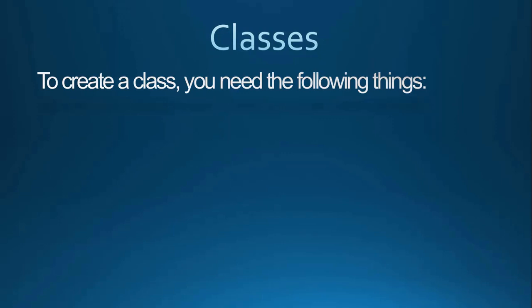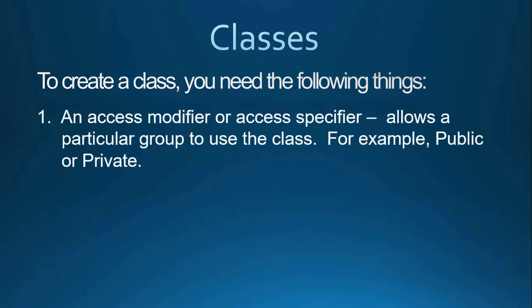To create a class, you need the following things: an access modifier or access specifier. Access modifiers allow a particular group to use the class. For beginners' purposes, we will use the public and private access modifiers. Just so you know, there are other types of accessors that may be used.